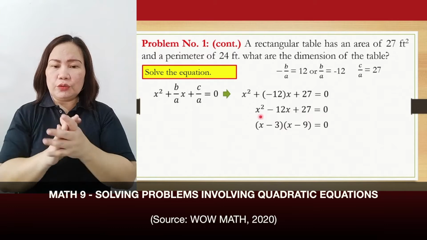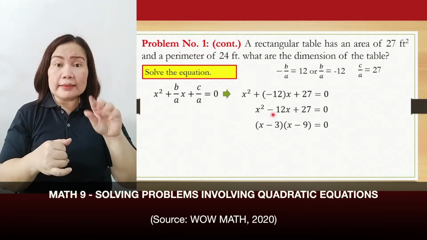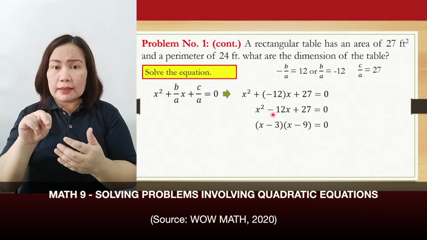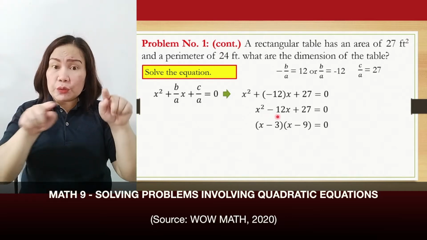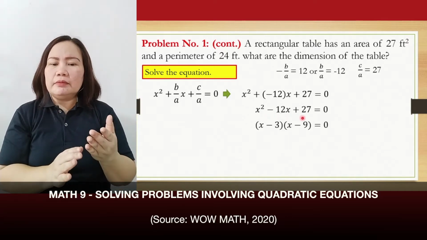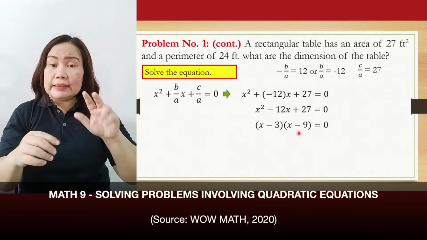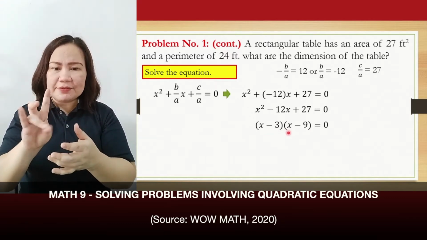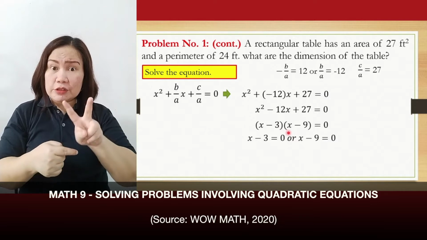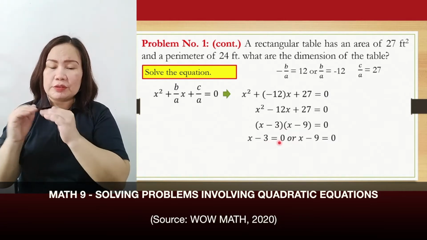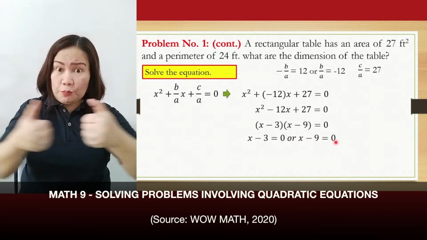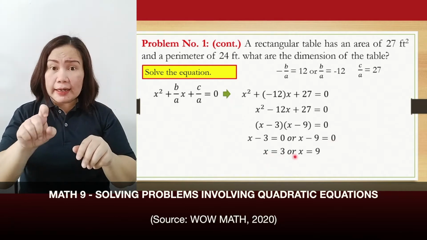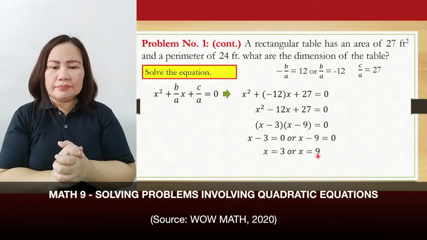Now, this is a quadratic equation that we can solve by factoring. x squared minus 12x plus 27, we can have it as x minus 3 times x minus 9. Since we already have these factors, we are going to equate these factors to 0. So we will have x minus 3 is equal to 0, or x minus 9 is equal to 0. Let us solve for the values of x. We have x is equal to 3, or x is equal to 9.